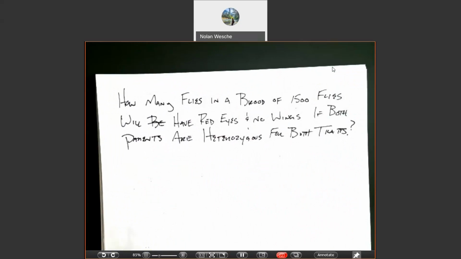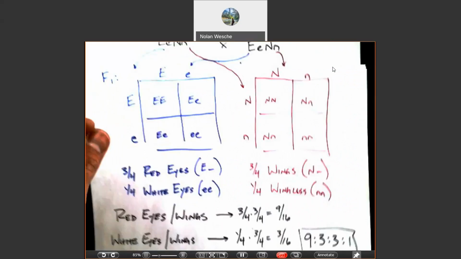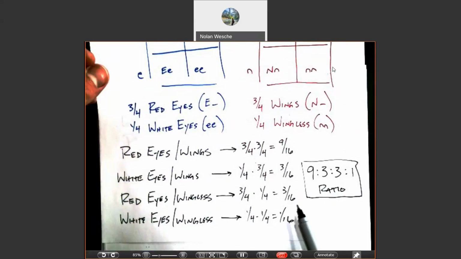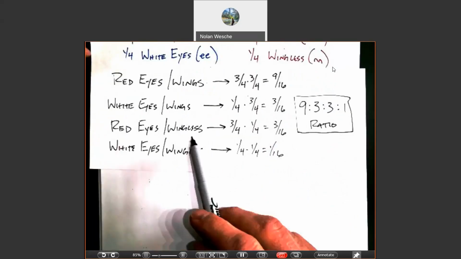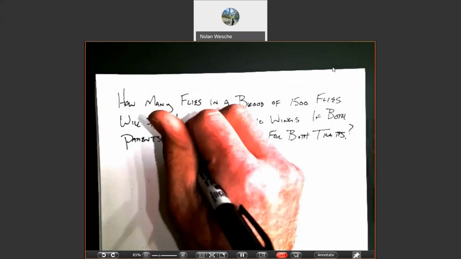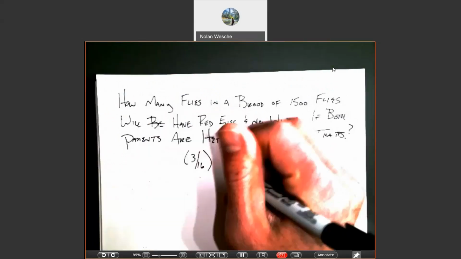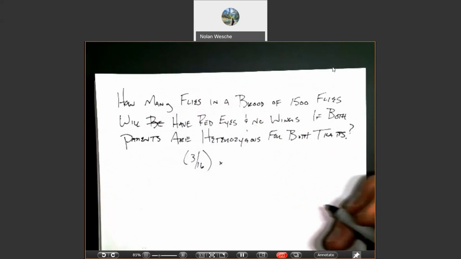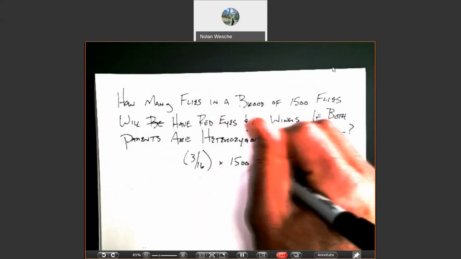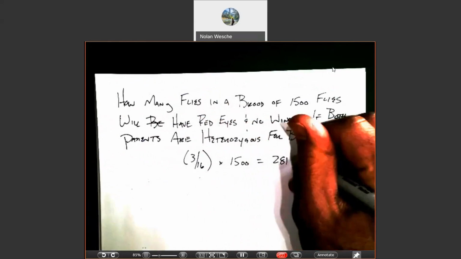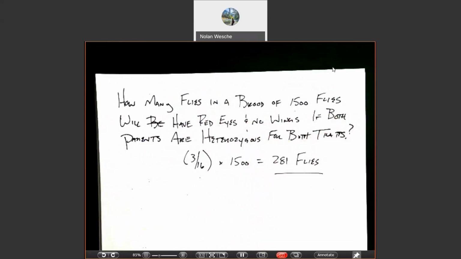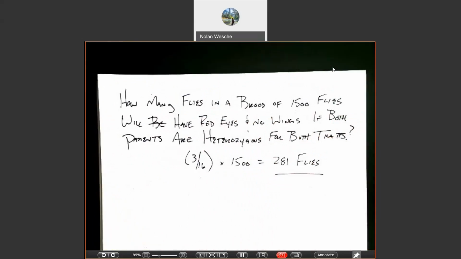Now we've done all the work for that already. Right? We did all the work right here. And what we want to do then is find our fraction for red eyes and no wings. Red eyes, no wings, 3/16. So we're going to take that 3/16 fraction and multiply it by our brood size, which is 1,500 flies. And that'll give us approximately 281 flies.